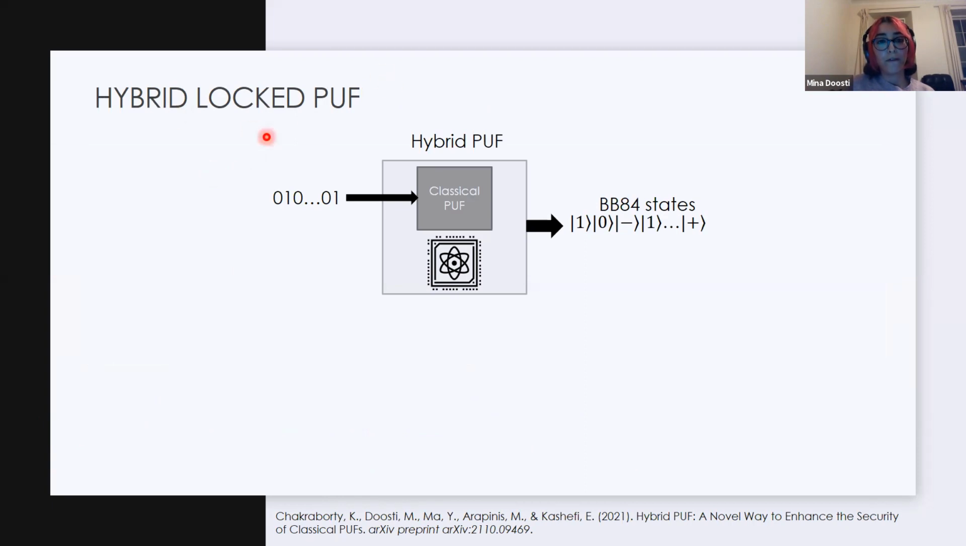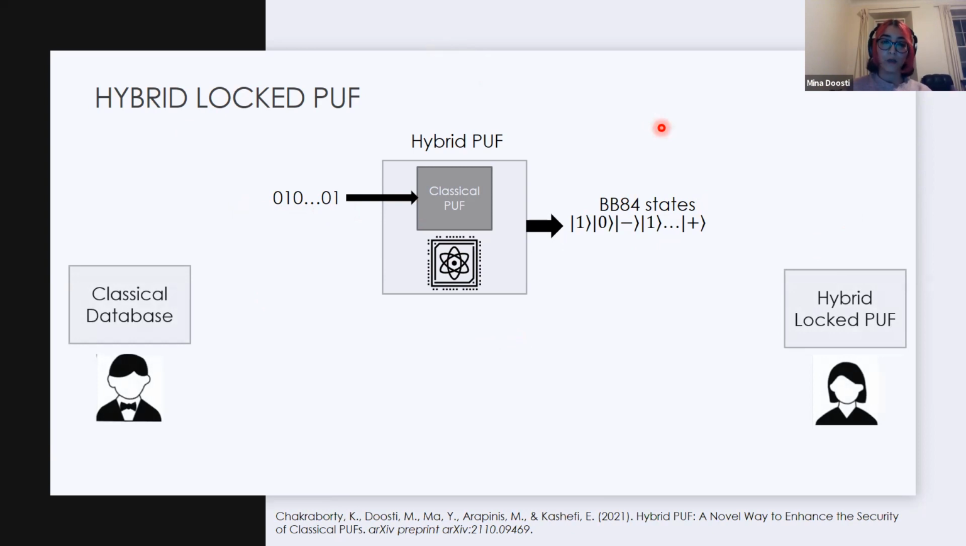Another potential construction for a PUF is a hybrid PUF, which in fact is a combination of a classical PUF and some quantum device, presumably a quantum preparation device. It takes as input a bit string, a classical challenge, and it produces a BB84 state as response. Although this PUF may look very weak, and it's in fact much weaker than the general quantum PUF that I have defined, if used in a correct way and with some other techniques on top of them, they can also be shown to be very secure.